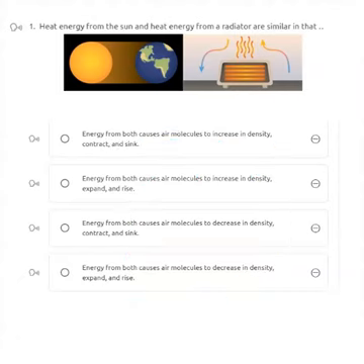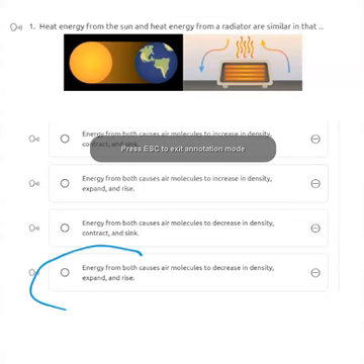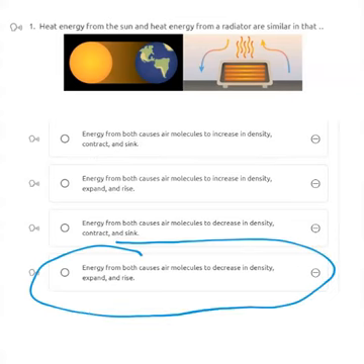So when I look at my answer choices, I can see that it is going to be D. Energy from both causes air molecules to decrease in density, expand, and then rise. So the first character of the code that you're going to enter to open up the test corrections is actually going to be a number and not a letter. It is 8.